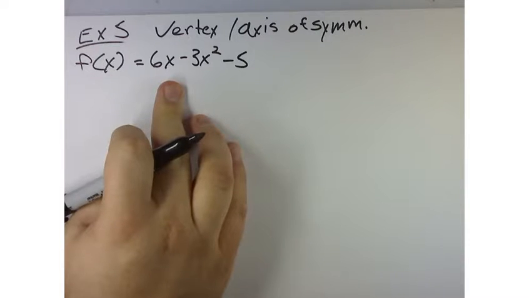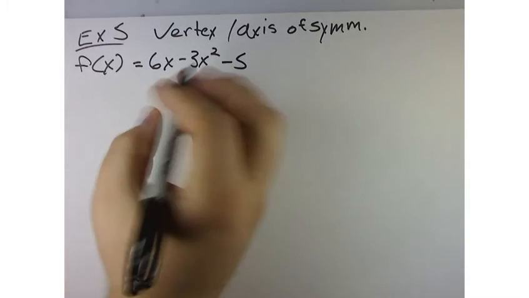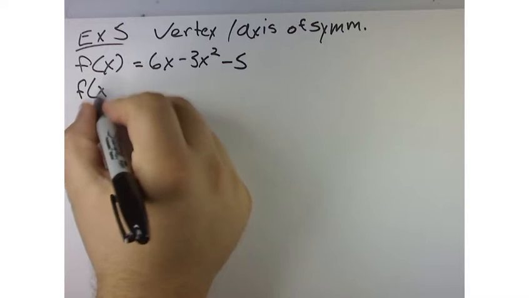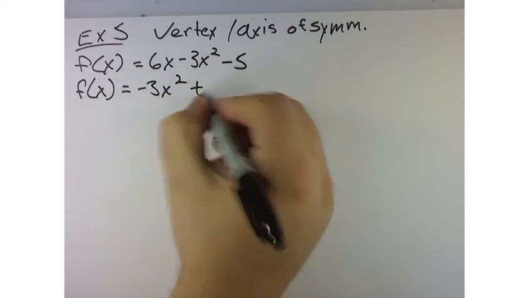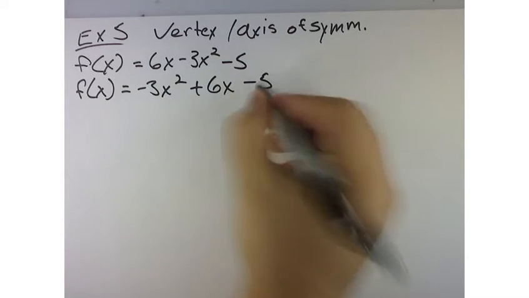Well, now the textbook purposefully doesn't put this in what Mr. Adams calls descending order or standard form. And so, let's do that. Let's start with the highest degree, put that first, then the second highest, and then the constant.